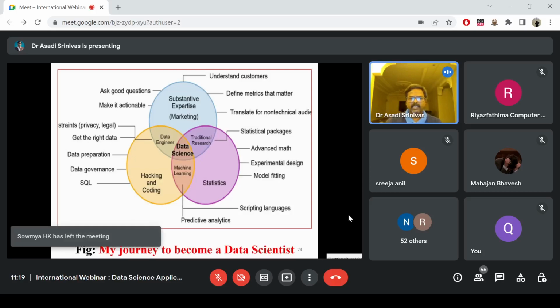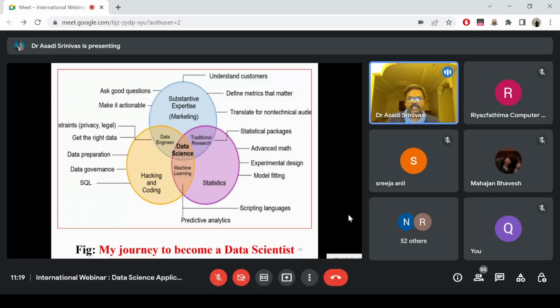And my journey to become a data scientist, see, in this Venn diagram, you will see it starts with understanding the customer's needs, define metrics, translate for non-technical audience, statistical package, advanced mathematics, experimental design, model fitting, scripting language, predictive analytics. Then SQL, data governance, data preparation, get the right data, and privacy legal constraints, ask good queries, make it actionable data.